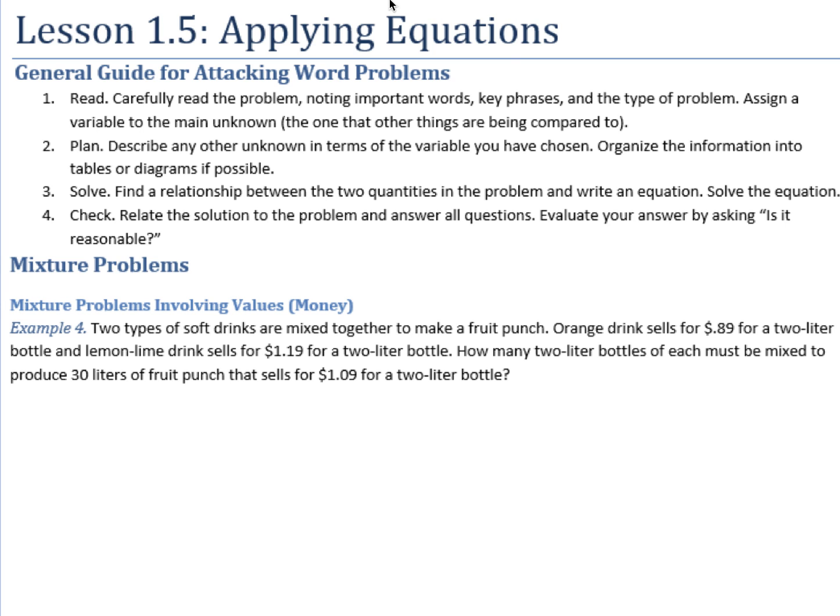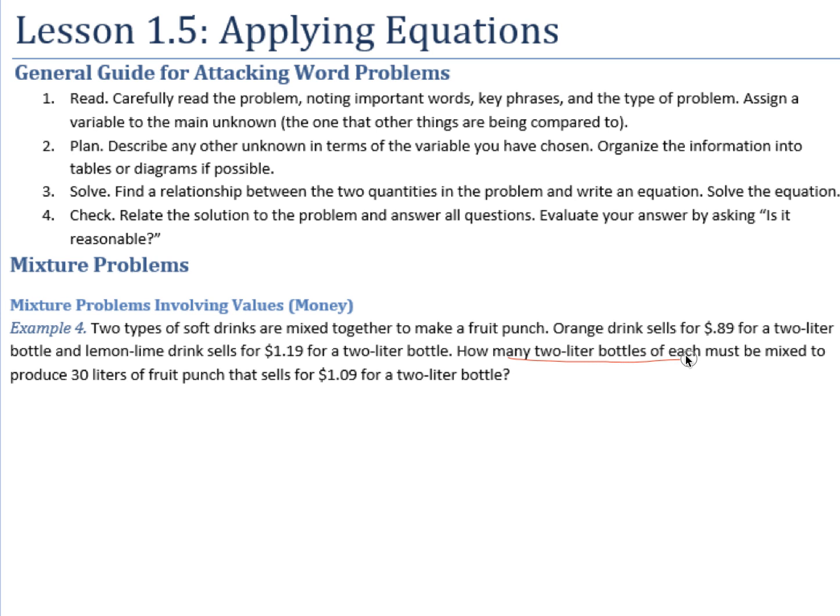What are some important words or key phrases or a type of problem? Well, it is a mixture problem because we're mixing 2 different types of drinks together, and they're different values, 89 cents and $1.19, and then your combination should be $1.09 for 2 liters. The question here says how many 2-liter bottles of each. So those are our unknowns. The amount of orange drink and the amount of lemon lime are our unknowns. So that's what we want to find.